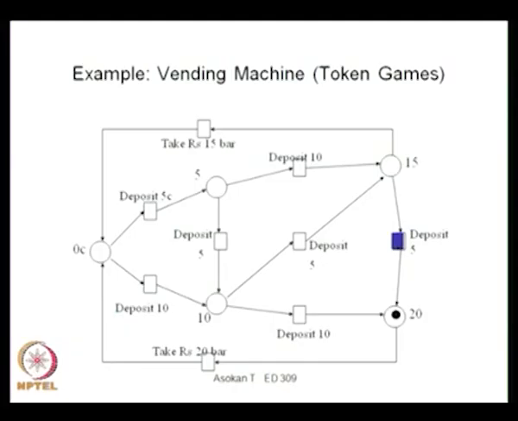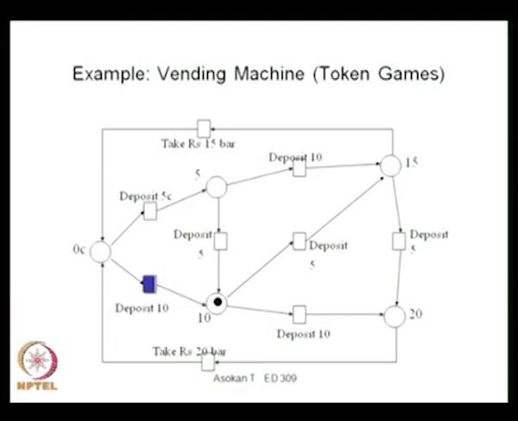Here, another 5 is deposited, now 20 is activated, so the 20 place is active. This is connected to the 20 transition of take 20, so you can activate this and take the 20 rupees snack, and then the transition will go back and the place 0 will be activated. The token will be transferred from 20 to 0. So once you take this 20 rupees snack, it will be transferred to 0. That is how one transaction takes place.